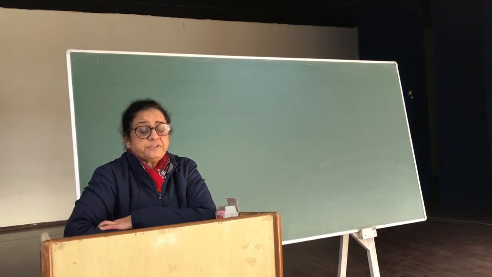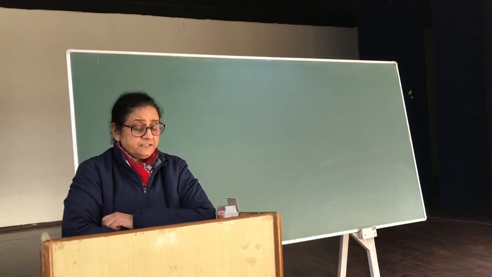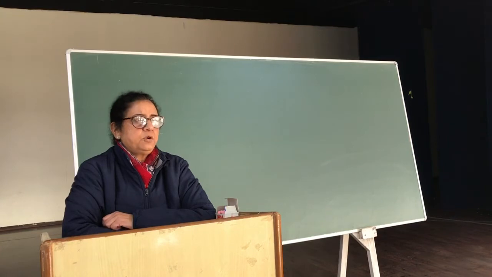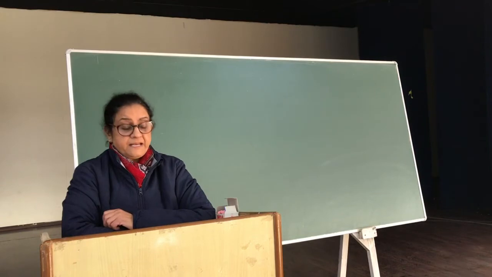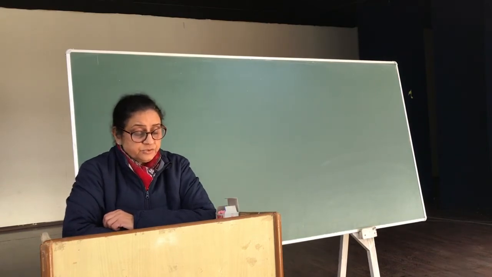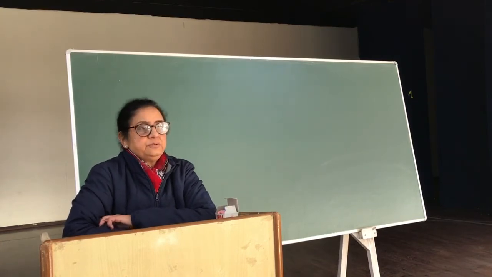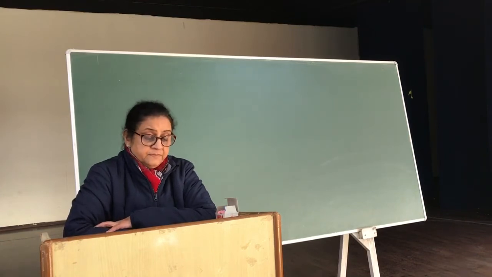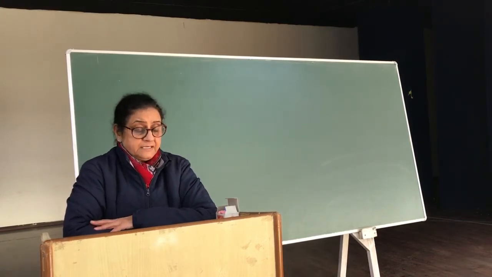Next is night blindness. In night blindness, the person feels difficulty in seeing in dim light or during the night. At night or in dim light, some people are not able to see properly. That is night blindness. And this is due to the non-formation of the pigment visual purple, because the visual purple is the one which helps you to see in dim light. So the visual purple is not formed, and that is why people can't see in dim light.